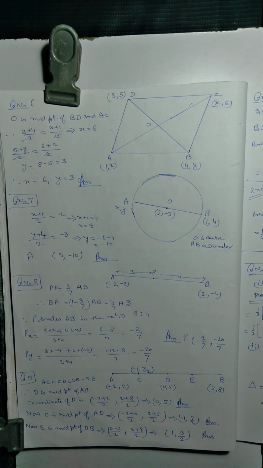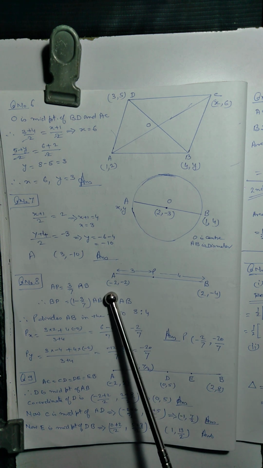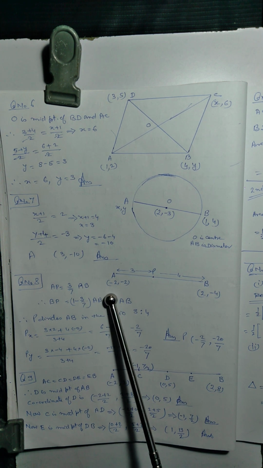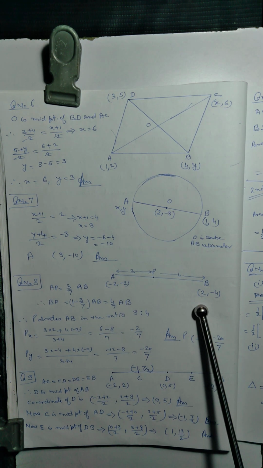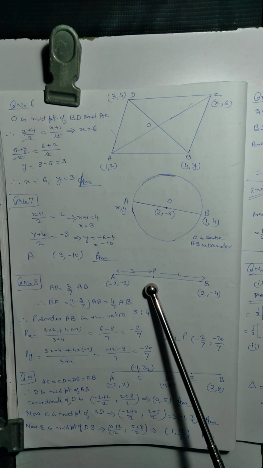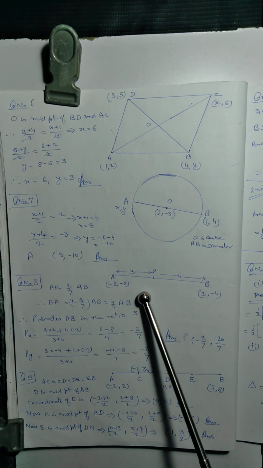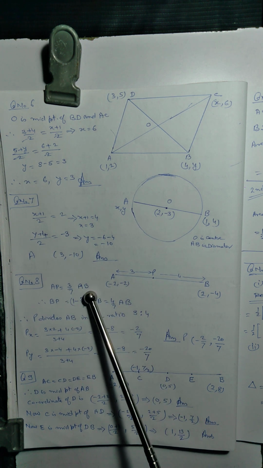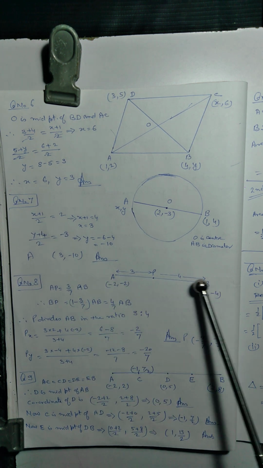Now proceed to question number 8, which states: if A and B are (minus 2, minus 2) and (2, minus 4) respectively, find the coordinate of the point P such that AP is equal to 3 by 7 of AB, and P lies on the line segment AB. You see, the coordinate of the point A is given, that is minus 2 and minus 2. B is 2 comma minus 4. There is a point P for which AP is equal to 3 by 7 of AB.